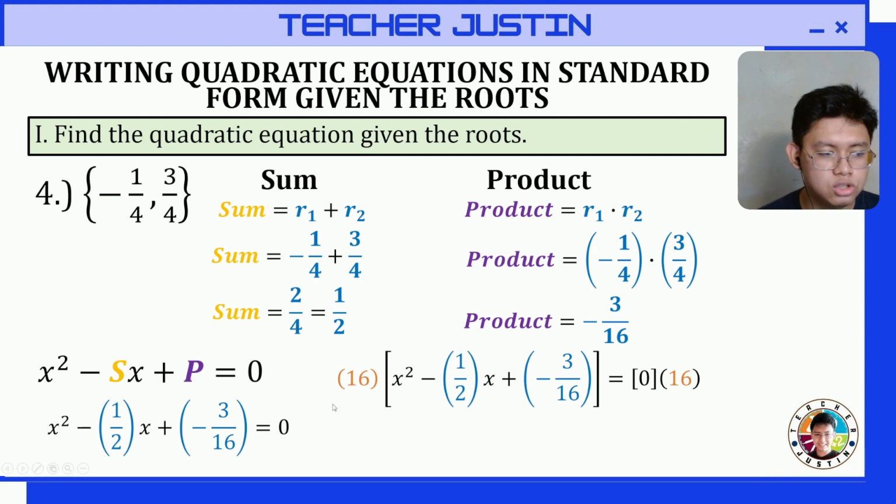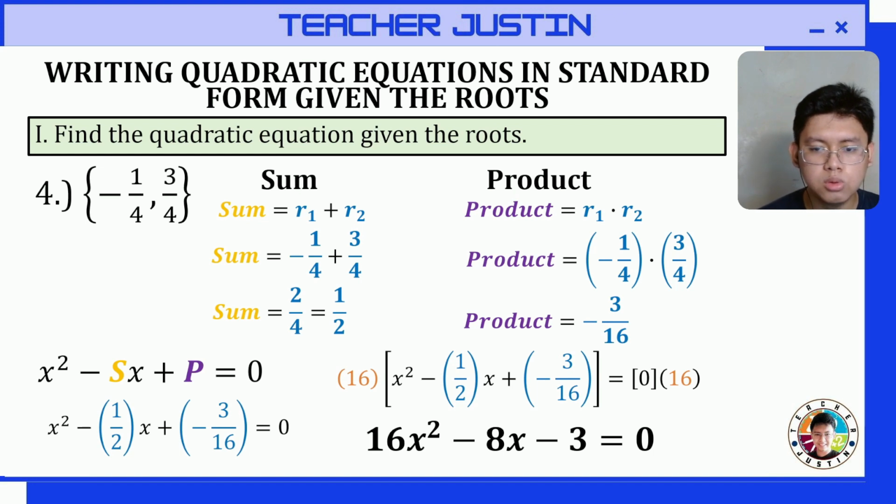Now, let's apply the distributive property. So, 16 times x squared will be 16x squared. 16 times 1 half will be 8. 16 times 3 over 16 will be 3. So, yan yung magiging equation natin. So, our equation will now be 16x squared minus 8x minus 3 is equal to 0. So, that will be our quadratic equation. And that's it. Ta-da!